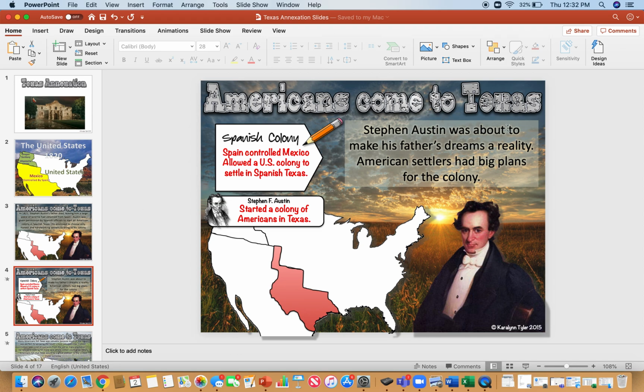So Stephen Austin was about to make his father's dream a reality. American settlers had big plans for the colony. So, as we all know, Spain controlled Mexico and they allowed a U.S. colony to settle in Spanish Texas. So, who was Stephen Austin? He started a colony of Americans in Texas.